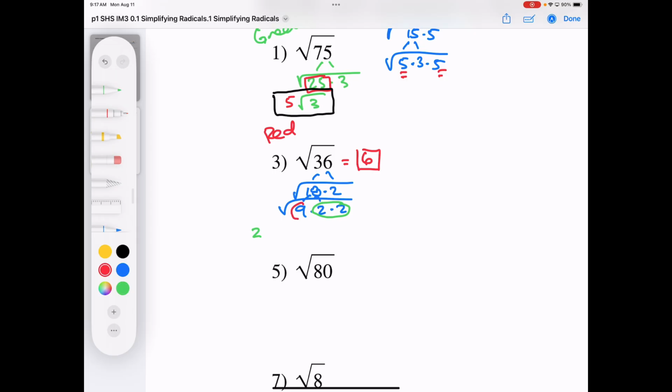And the square root of 9 is what? 3, that goes on the outside. So the answer is not 32. The relationship outside is multiplication, which would be what? Still 6. Okay, so I'm trying to show you guys multiple ways. It's not just one way to get the right answer.